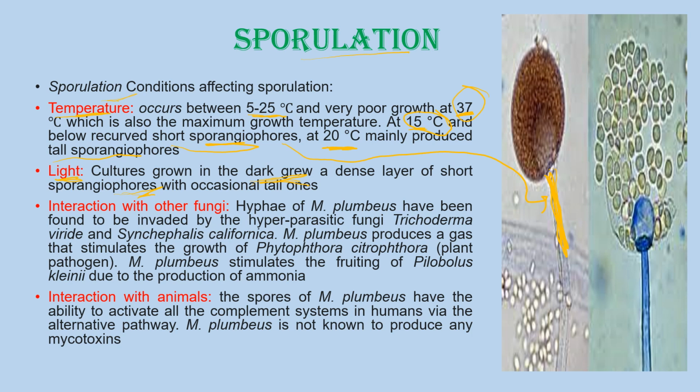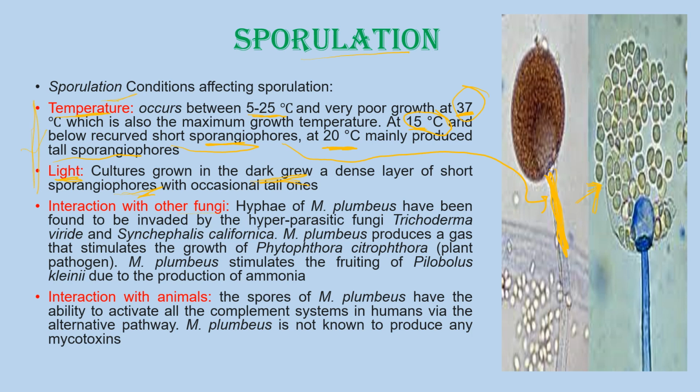And what happens when short sporangiophores are produced? The spores produced inside the sporangium will not be dispersed to far-off places, because if the sporangium is at a very low level, the wind current will not be able to lift it and take it to further places. So this is one reason sporulation gets affected.